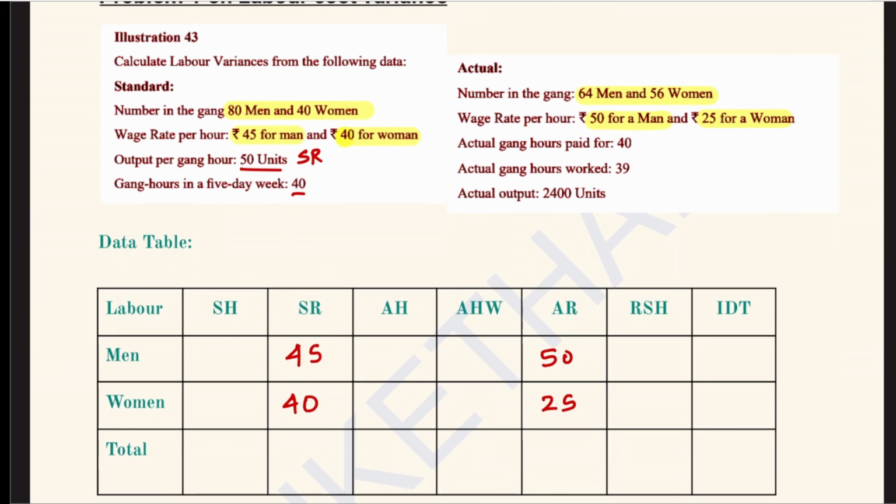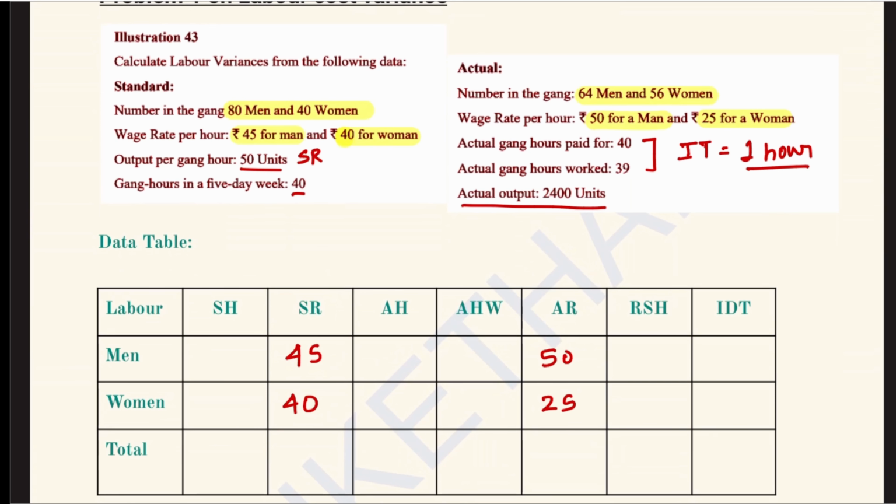So nowhere are they telling there is an idle time here. But the moment they give these two kinds of data, the difference is going to be your idle time, which is equal to 1 hour. Then actual output is 2400 units.